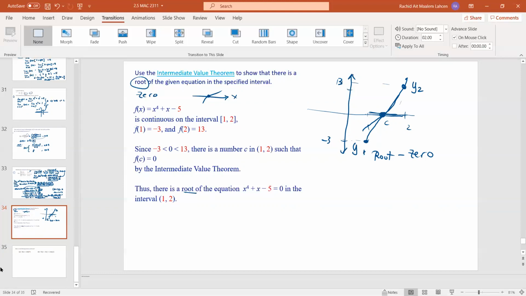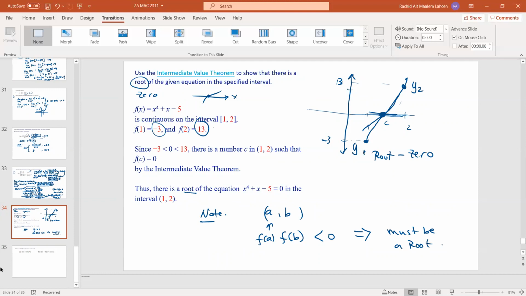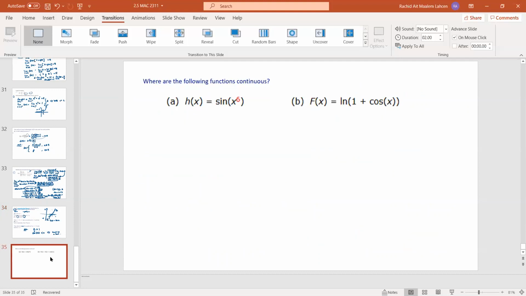So the note: for a and b, if f of a times f of b, you know, negative 3 times 13, is negative, if you multiply them and the product is negative, then there must be a root there. So that's a nicer way of talking about this intermediate value theorem.